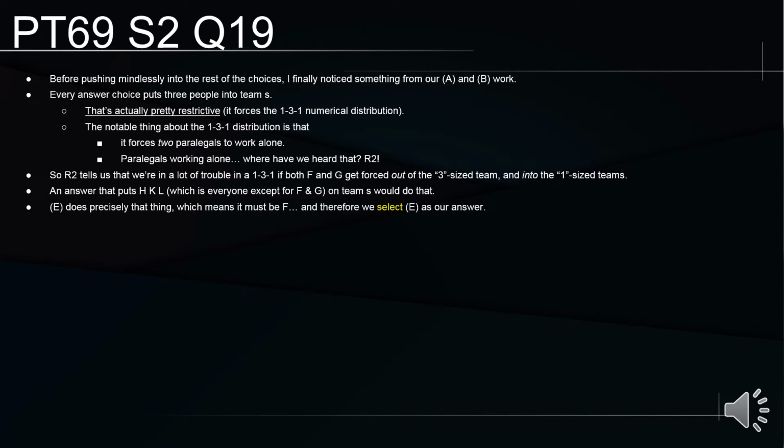So E does precisely that. E puts H, K, and L all on the same team in Team S, which means that it must be false, and therefore we have to select E as our answer.